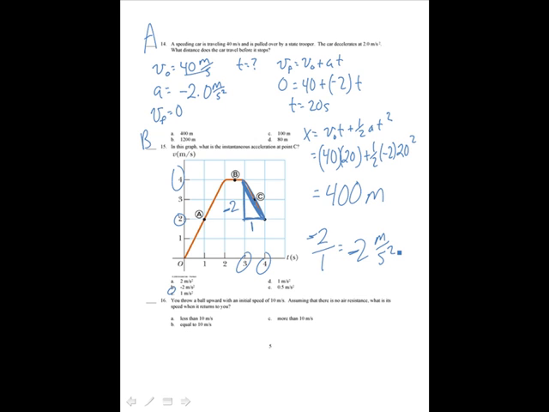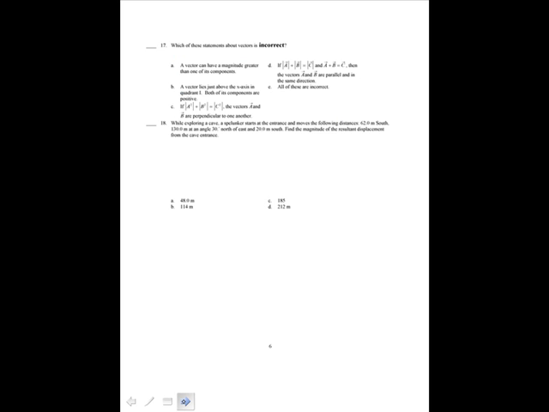You throw a ball upward with an initial speed of 10 meters per second, assuming there's no air resistance. What is its speed? It's equal to 10 meters per second. That was straight from the concept test. Which of these statements about vectors is incorrect? Now, I gave everybody credit for this problem because there's a typo in it. The answer was supposed to be A. Now, you might see this again on the exam, so listen up.